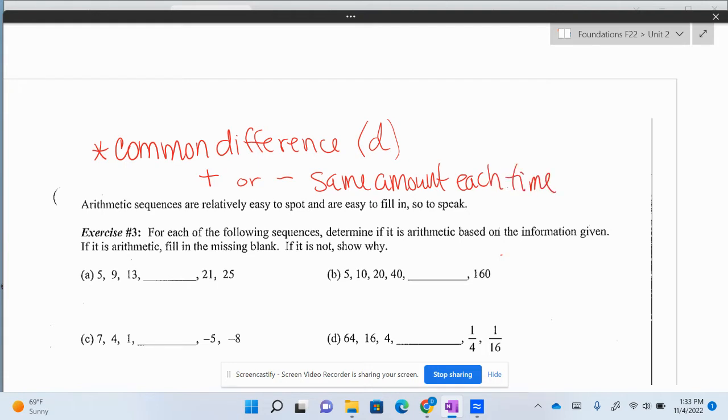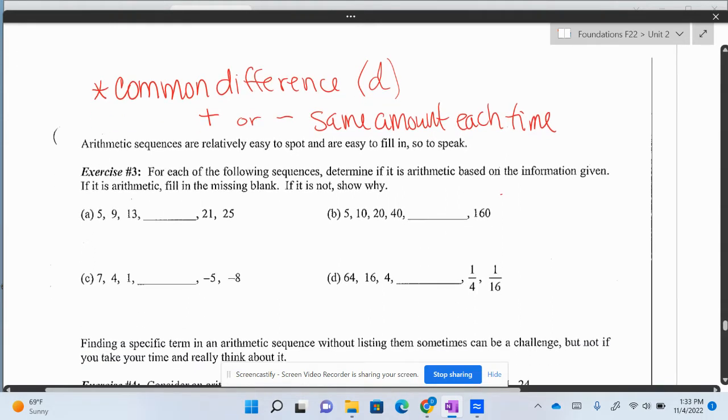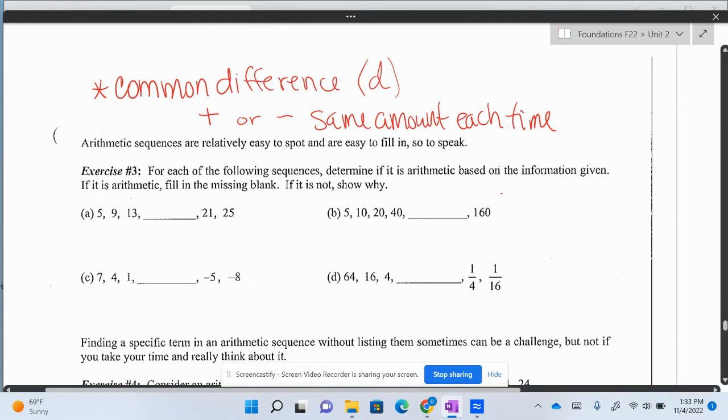If the sequence does not have a common difference, then it's not arithmetic. It's a different type of sequence, and there are multiple types of sequences. So if you can't add the same number or subtract the same number each time to get the next term, then it's not an arithmetic sequence. So let's see what's happening in example A.